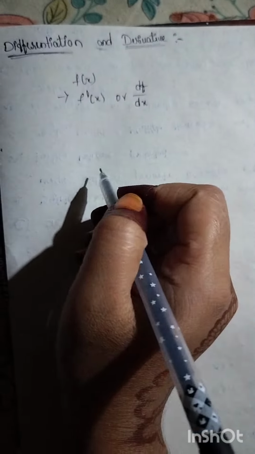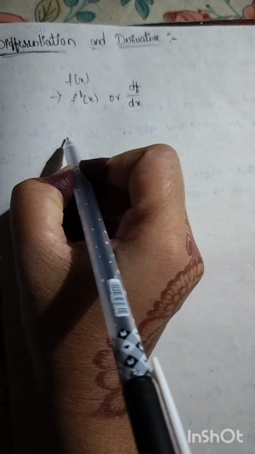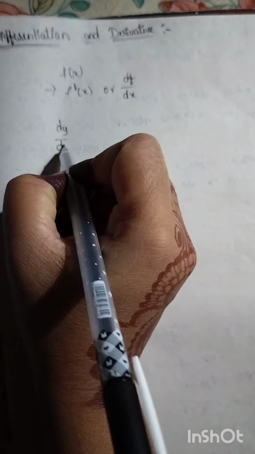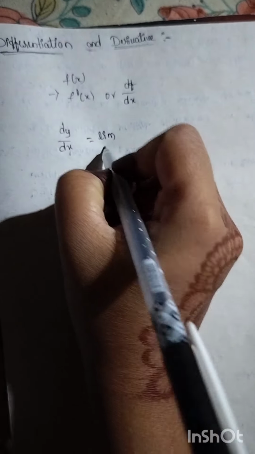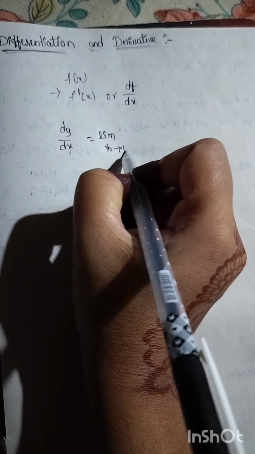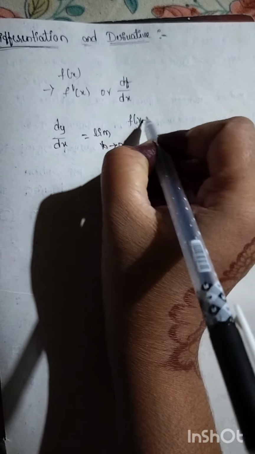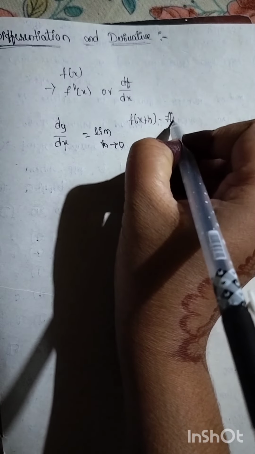Next, the differentiation formula is dy by dx is equal to limit h tends to 0 of f of x plus h minus f of x, divided by h. This is the formula of differentiation.